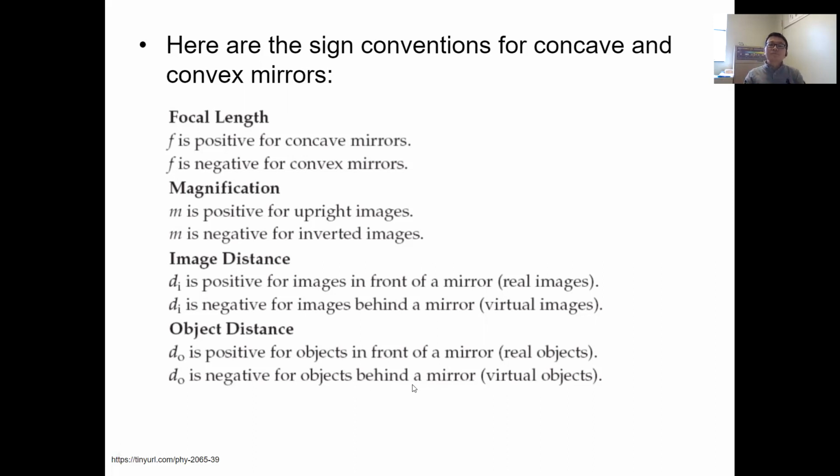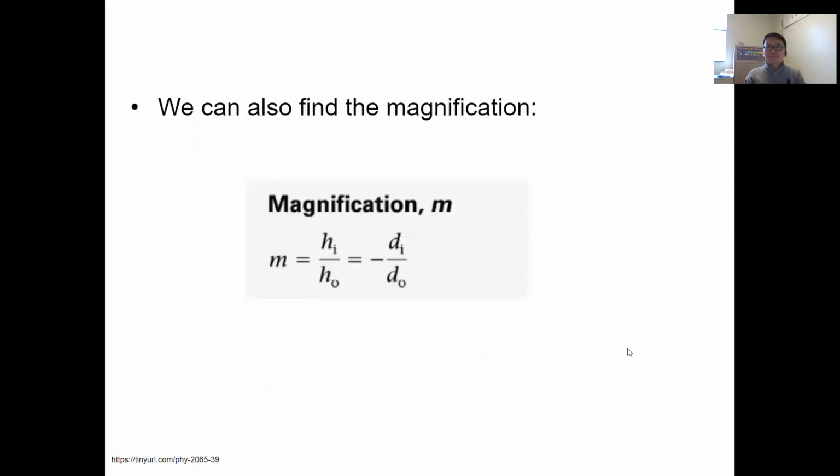All right. So magnification, by definition, is HI over HO, the height of the image divided by the height of the object, and it's equal to minus DI over DO. So when you get a real image, remember HI is negative, because it's upside down.